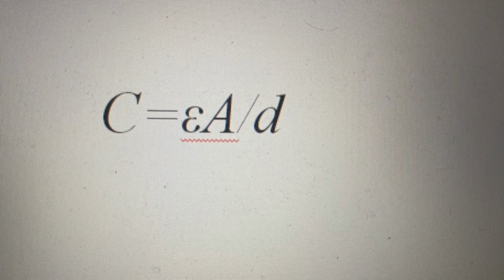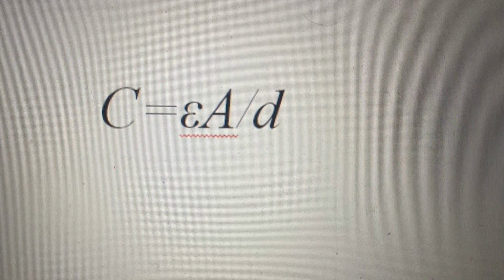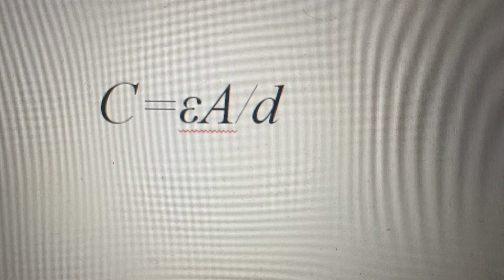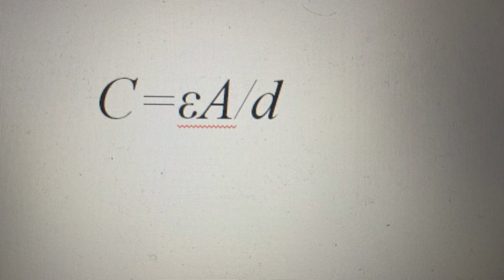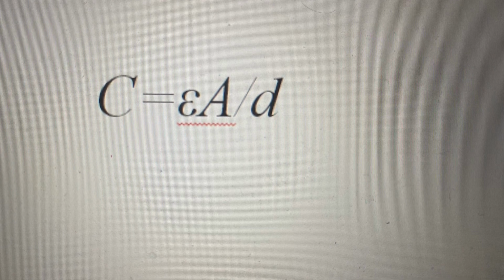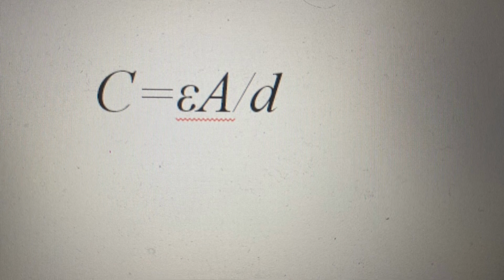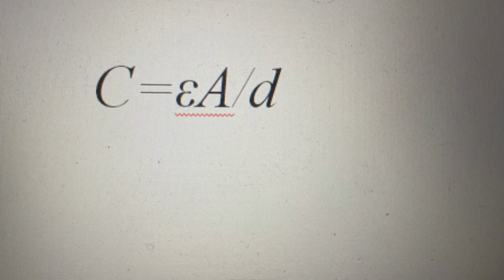Also, the area of the plates is proportional to the capacitance, because the larger the area of the plates, the stronger the electric field that can be created, and the more charge that can be stored. And lastly, the distance between the plates is inversely proportional to the capacitance, because when the plates are farther apart, the electric field between them weakens, resulting in less charge being stored for a given voltage.